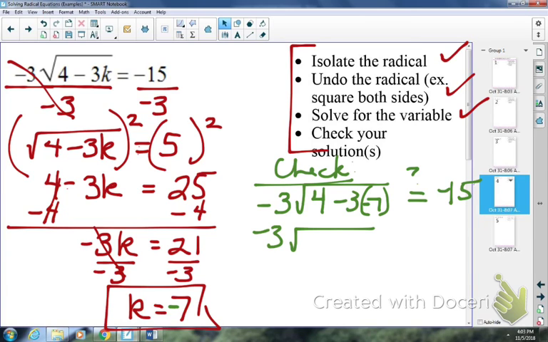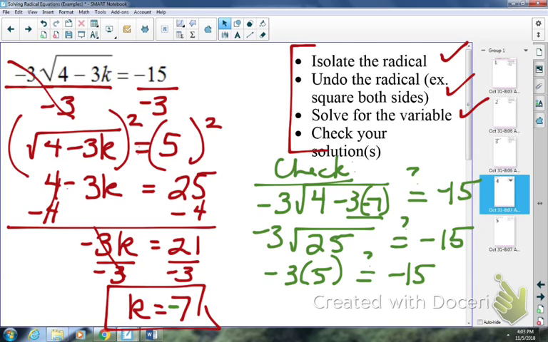So if we actually plug in a -7, -3 times -7 is a +21, and 4 plus 21 is 25. As we continue to check here, the square root of 25 is 5, and -3 times 5 is -15. So this one does check. As you can see, I almost forgot about my negative sign, so be very careful. Otherwise your check step is going to hopefully show you that you did something incorrectly.